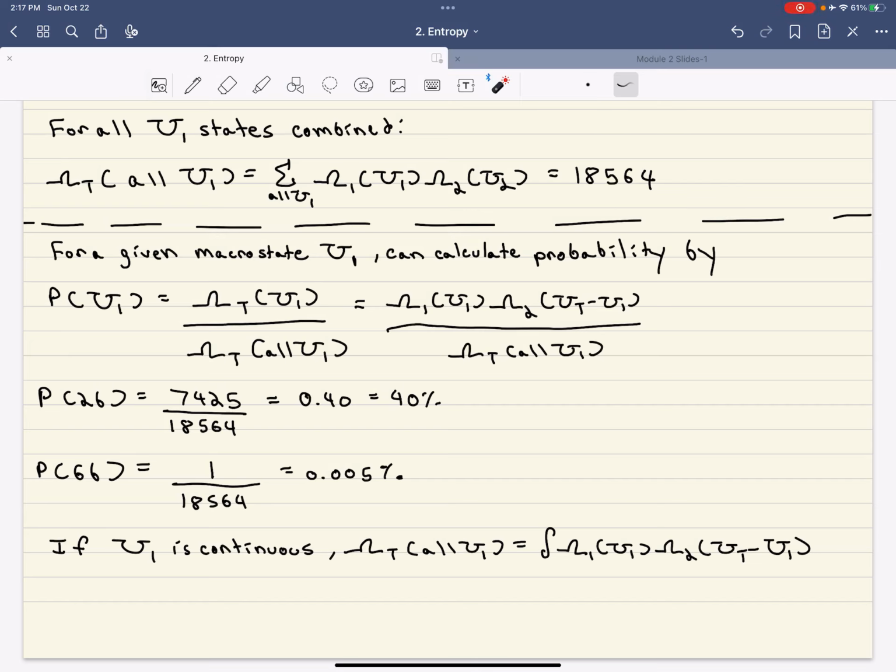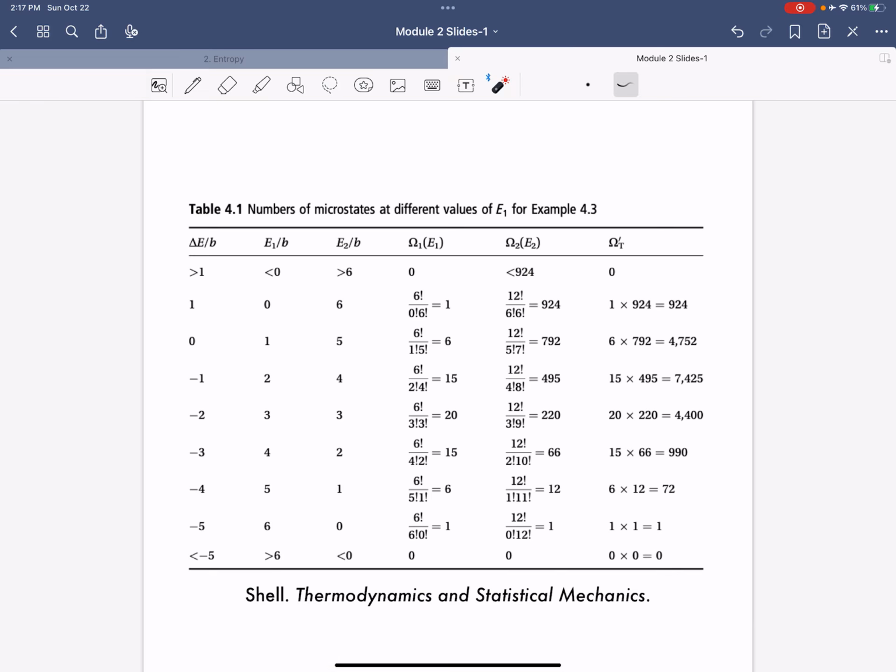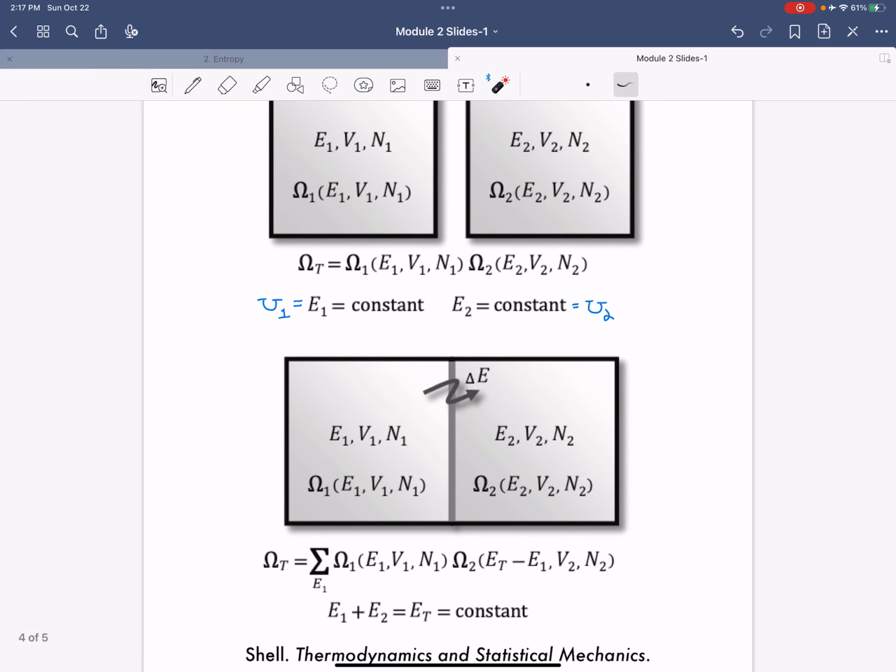And so we calculated, using examples with real life numbers, the probabilities for a given energy for subsystem 1 and subsystem 2, right? But as we talked about previously, in order for equilibrium to occur, that coincides with the state in which the entropy is maximized, right?